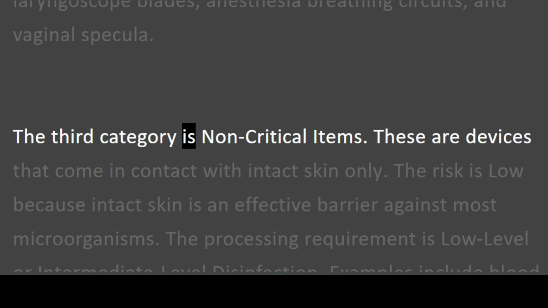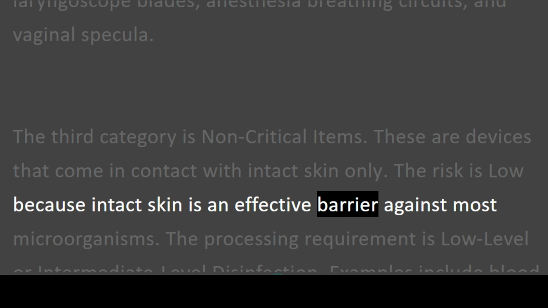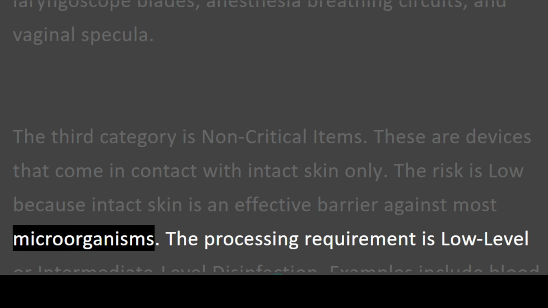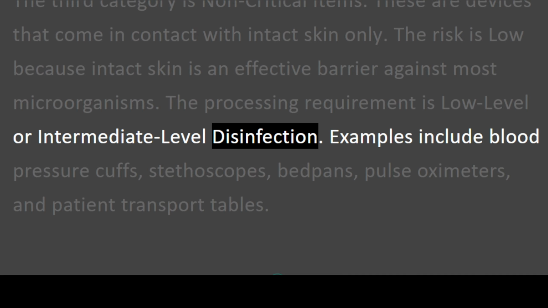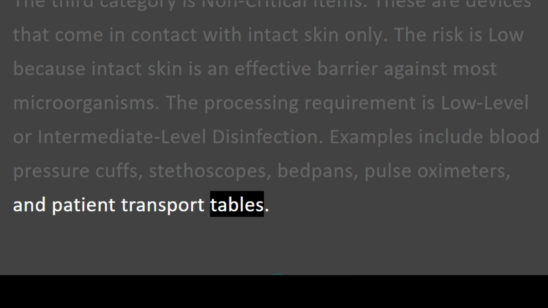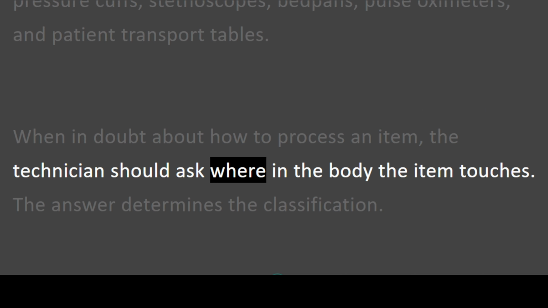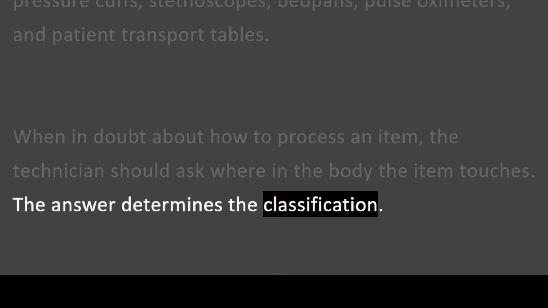The third category is non-critical items. These are devices that come in contact with intact skin only. The risk is low because intact skin is an effective barrier against most microorganisms. The processing requirement is low-level or intermediate-level disinfection. Examples include blood pressure cuffs, stethoscopes, bedpans, pulse oximeters, and patient transport tables. When in doubt about how to process an item, the technician should ask where in the body the item touches. The answer determines the classification.